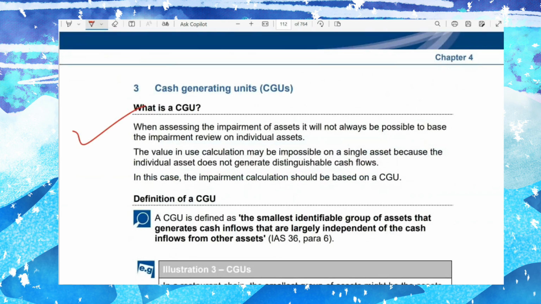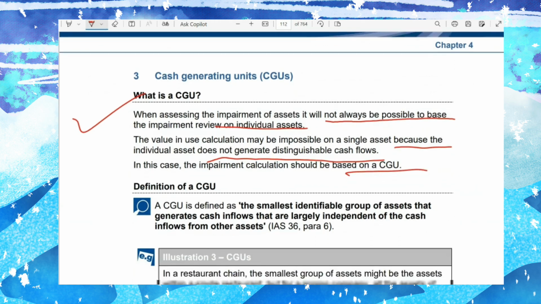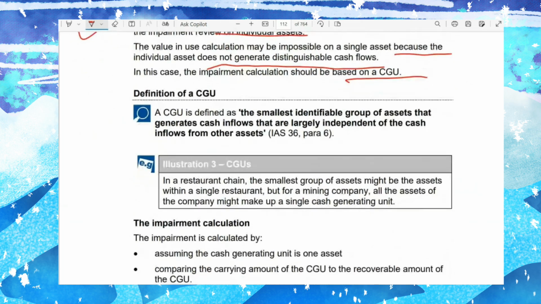For example, in a restaurant chain, the smallest group of assets might be the assets of a single restaurant, but for a mining company, all the assets of the company might be considered as a single cash generating unit. Students, you have to memorize this definition according to IAS 36 paragraph 6: a CGU is the smallest identifiable group of assets that generate cash inflows that are largely independent of the cash inflows from other assets.